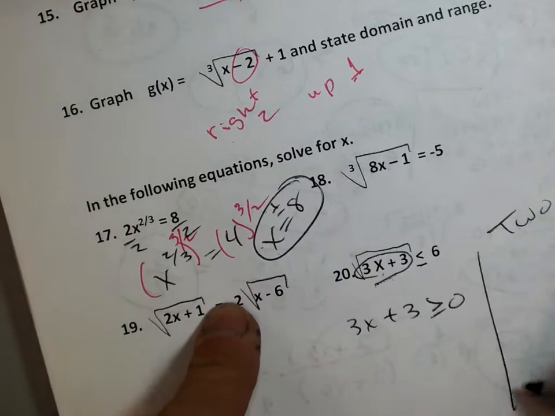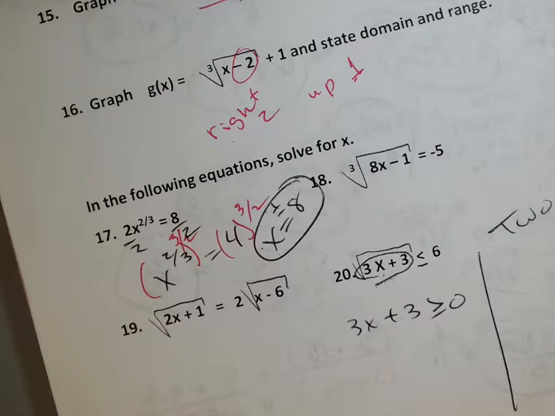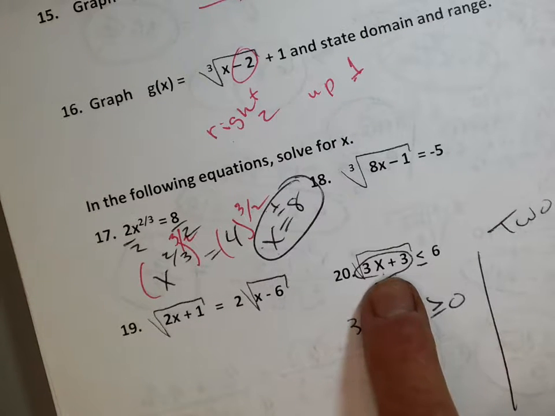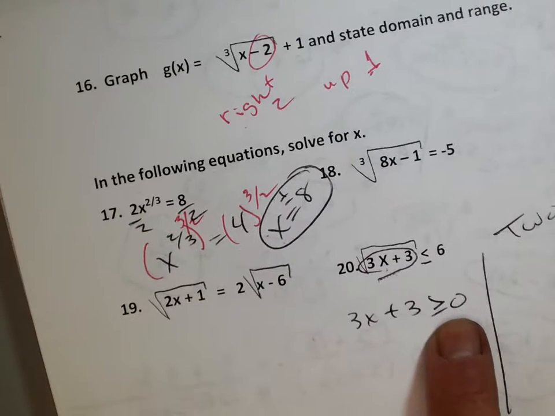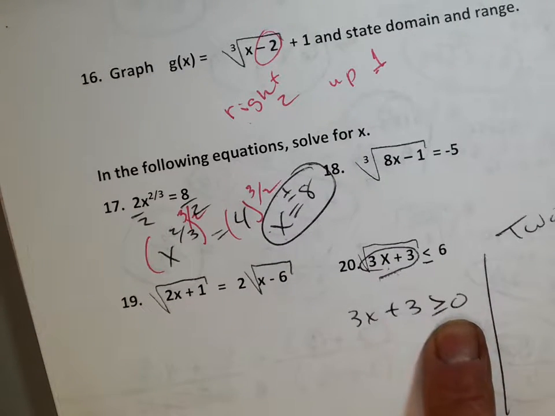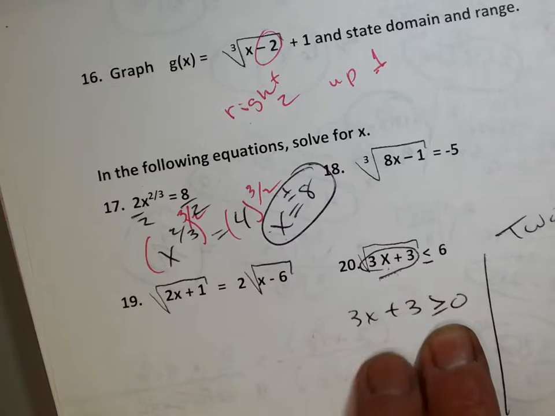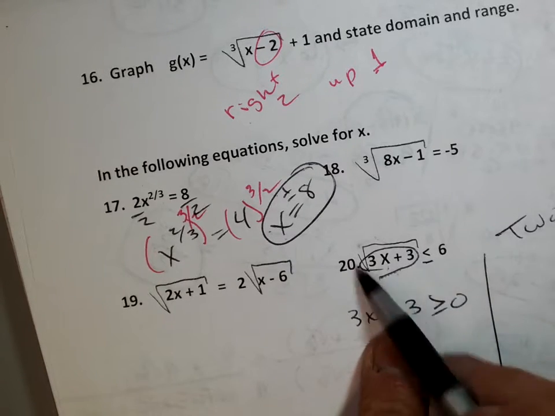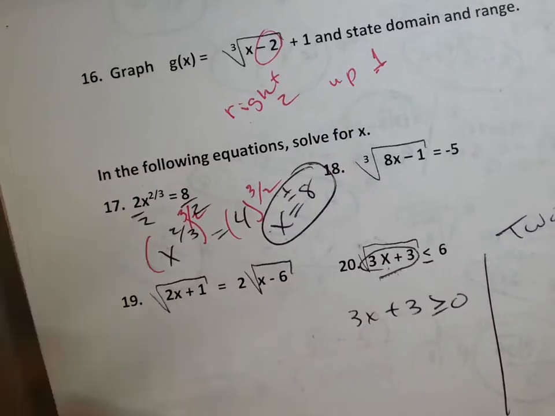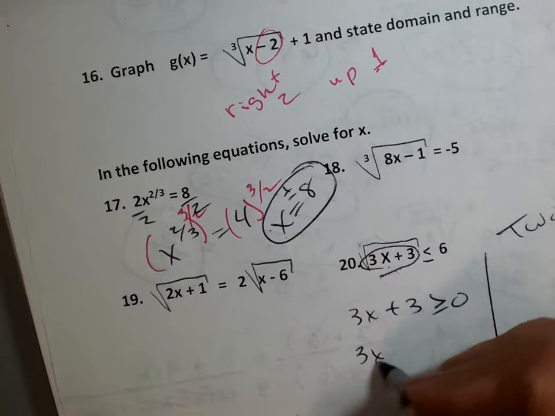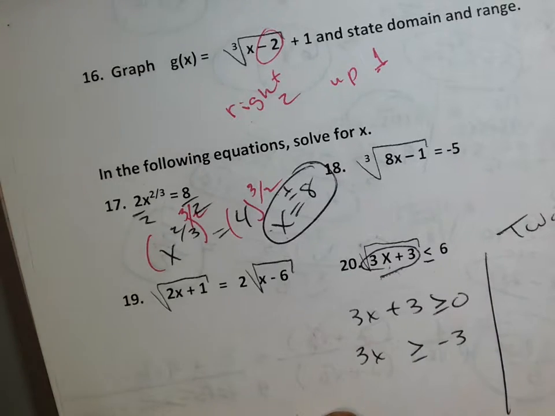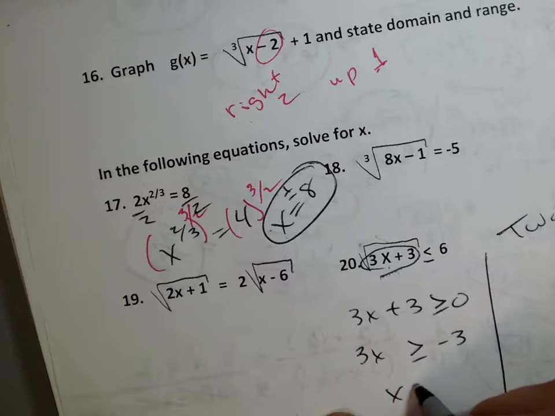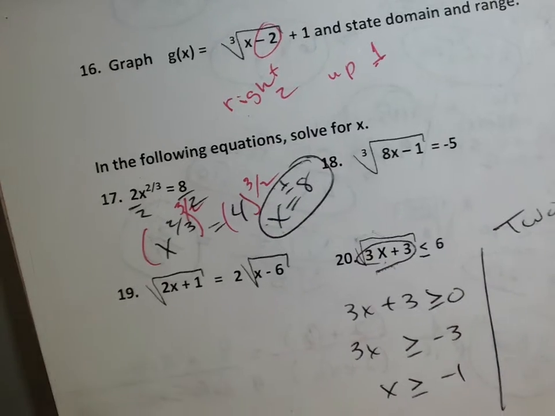Where did that come from? Well, we said it. What's inside can never be negative, right? So I said, okay, well, let's make sure it's always positive. Because if it's greater than or equal to 0, it's positive, right? Anything greater than or equal to 0 is positive. It won't be negative. So first thing I did is took what was inside the square root and said, let's make sure it's always positive. Okay, so let's solve for x. 3x is greater than or equal to negative 3. Divide by 3, x is greater than or equal to negative 1. Okay, that's the first part.